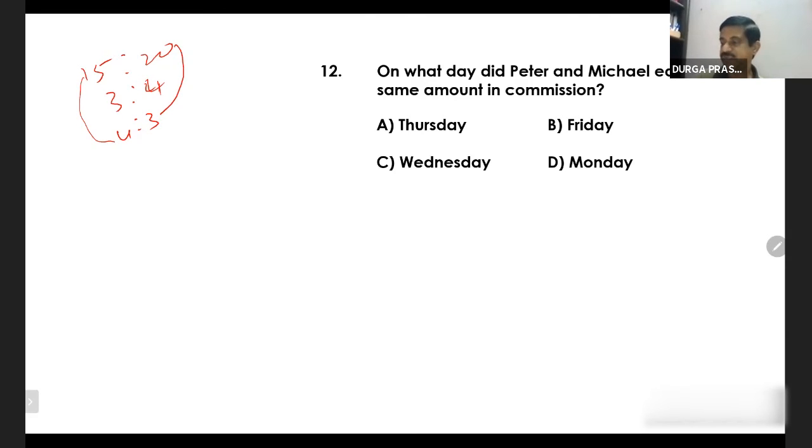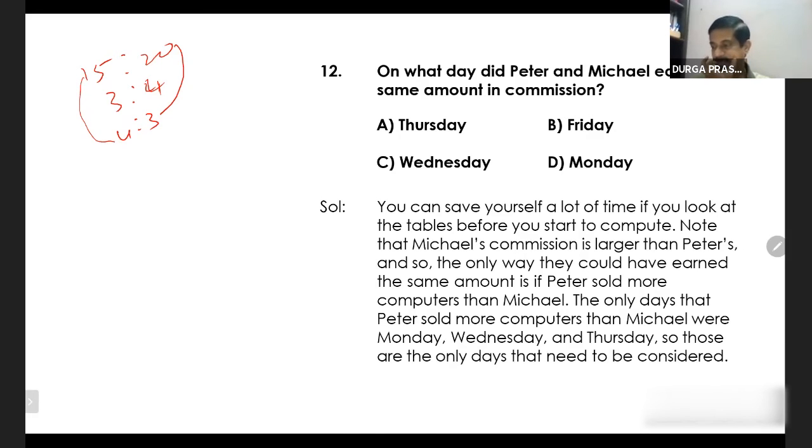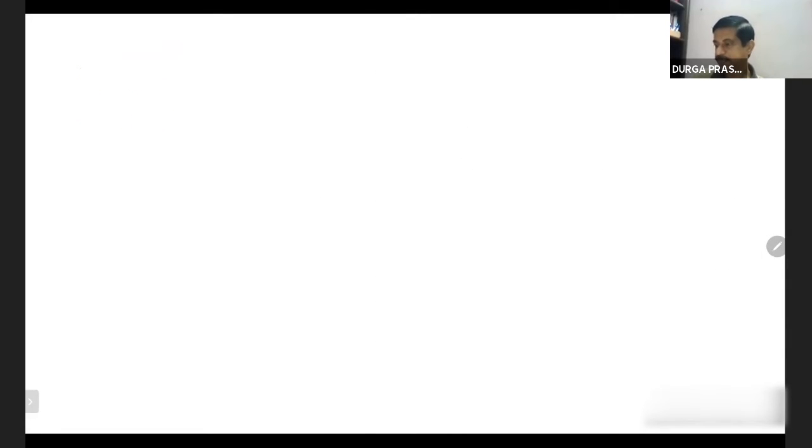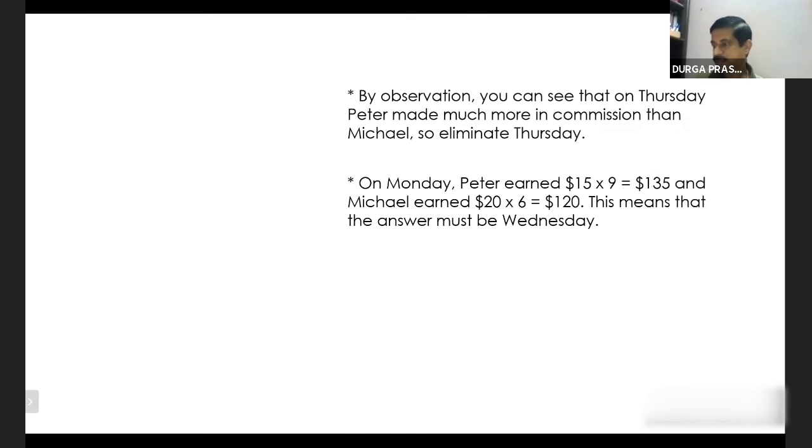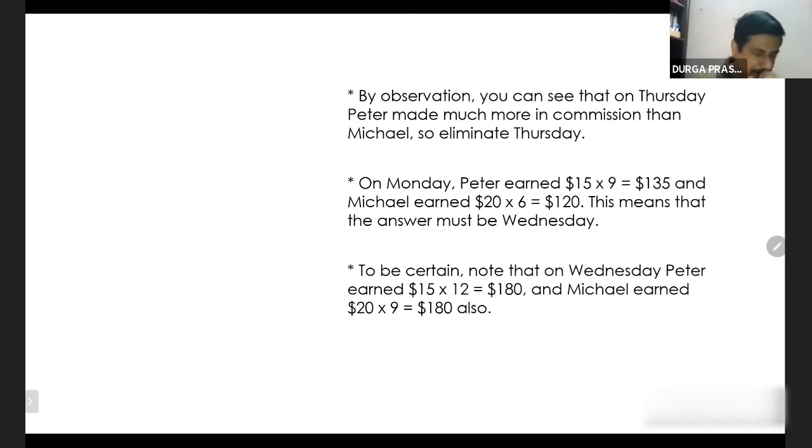Therefore, check in which day of the week they have in the ratio of 4 is to 3. So if you look at this 4 is to 3 ratio, Peter earned on Monday 9 into 15, that is 135. This is all not required. We'll just take this. You see, Peter is selling 12 computers on Wednesday, and Mikhail is selling 9 computers on Wednesday. So this is 4:3. That's what I was saying.